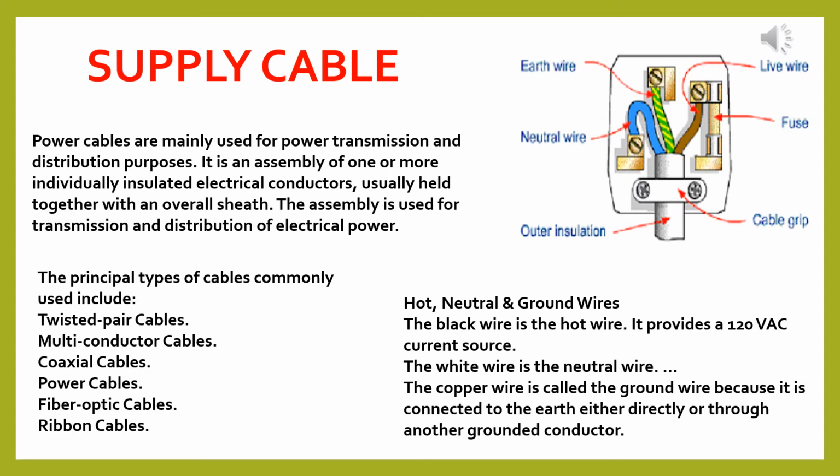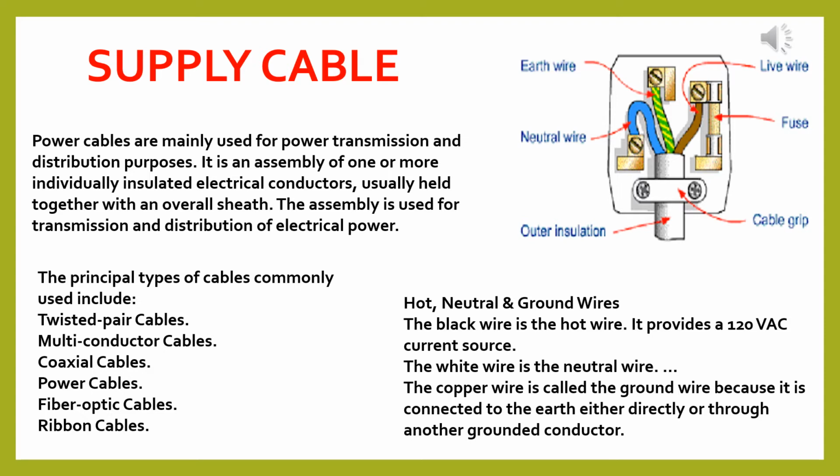The live wire, which is also called the phase wire, carries current from the source to the consumer, and the neutral wire is for the return path of current. Power cables are mainly used for power transmission and distribution purposes. It is an assembly of one or more individually insulated electrical conductors, usually held together with an overall sheath. The assembly is used for transmission and distribution of electric power.